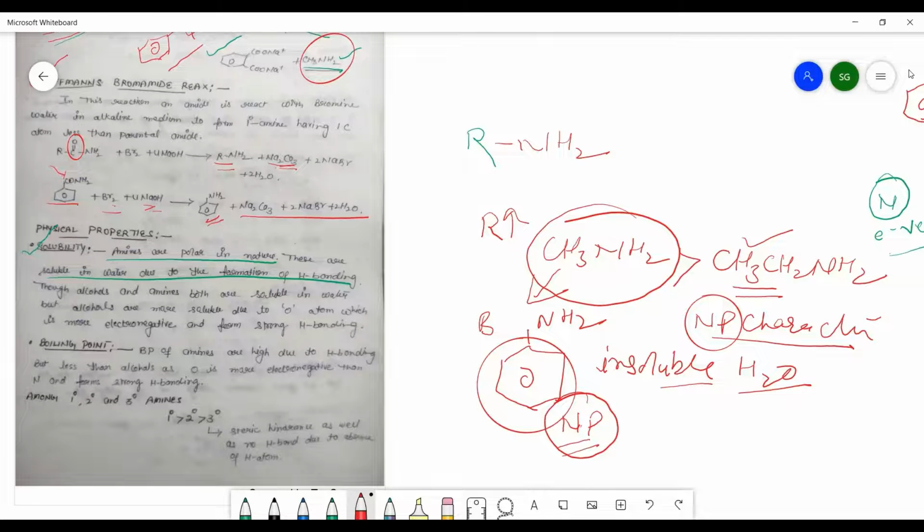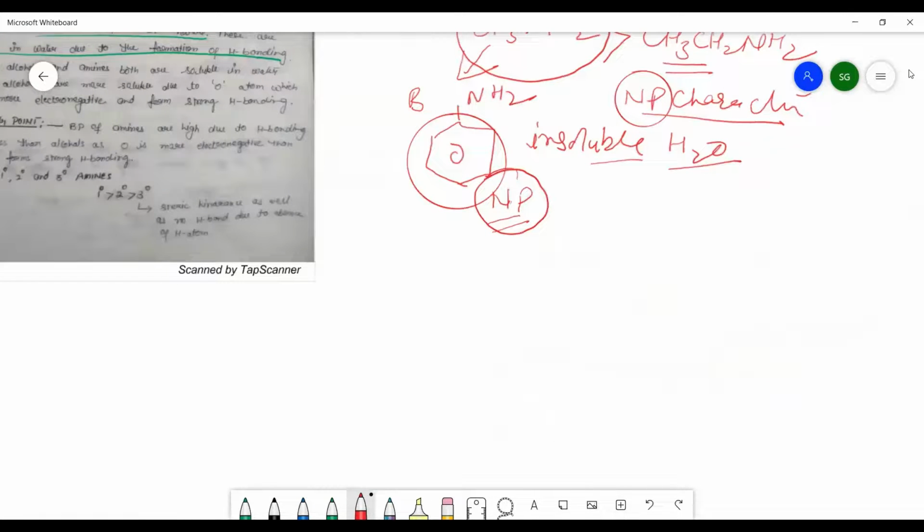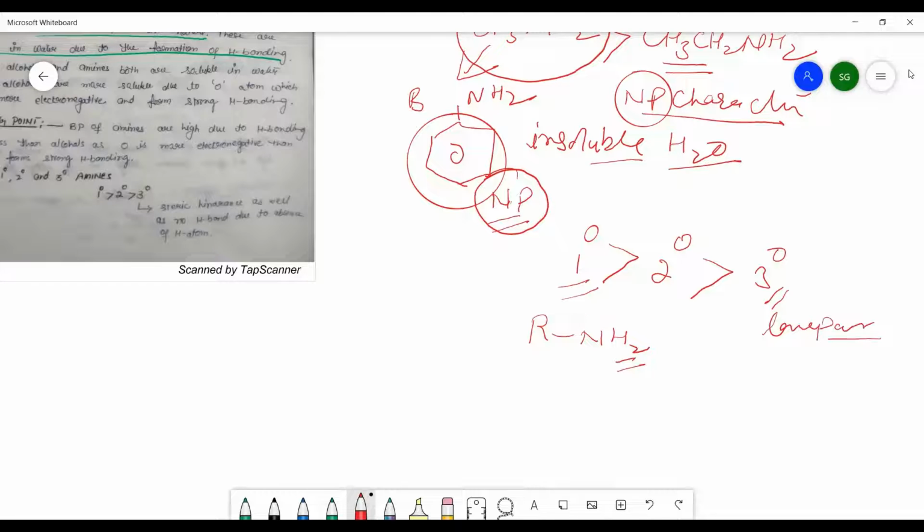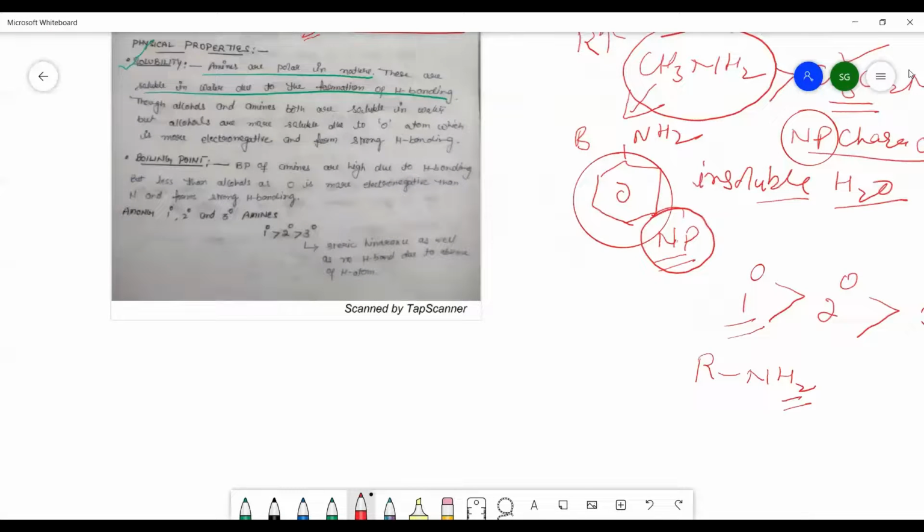Now, if we are comparing the solubility of primary, secondary and tertiary amines, it is very clear that primary amines are more soluble in water than secondary, and secondary more than tertiary, because the extent of hydrogen bonding in primary amines is more, as primary amines contain two hydrogen atoms which have a tendency to make hydrogen bonds. In the case of a tertiary amine, there is only a lone pair of electrons present, which gets protonated and forms the hydrogen bonding.